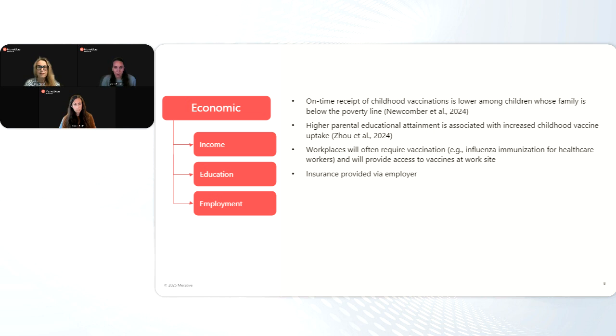So to talk a little bit more about the economic barriers, there have been numerous previous studies looking at these factors and how they play a role in vaccination rates. For example, studies looking at the association between household income, economic status, and education have shown that people in lower income families, those below the poverty line, are less likely to be vaccinated. People in high parental education households have higher vaccine uptake as well.